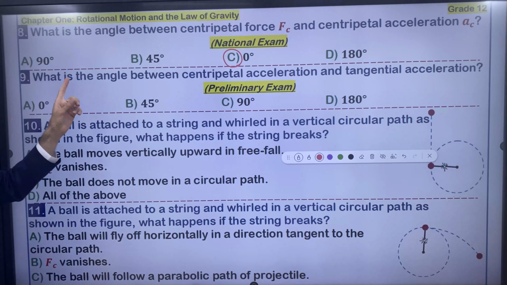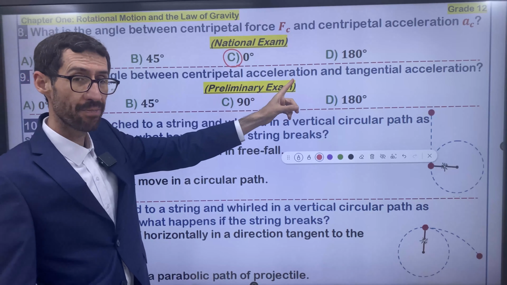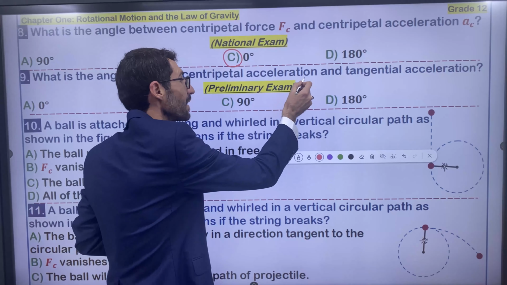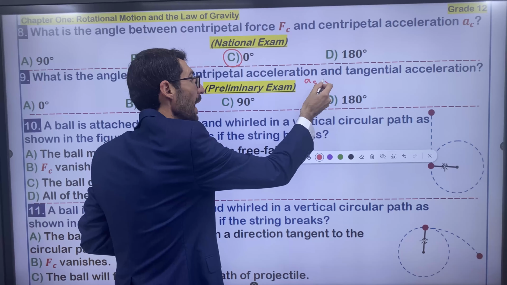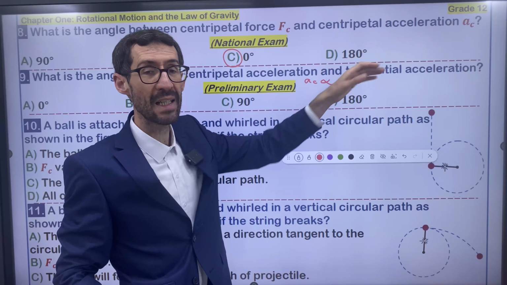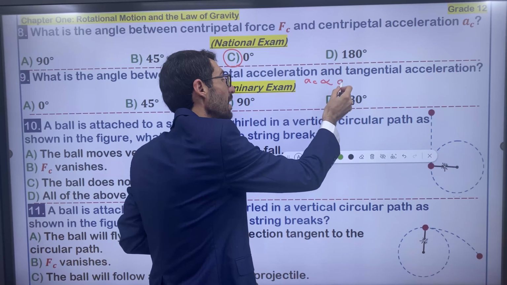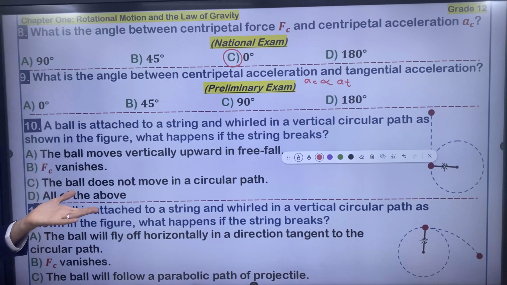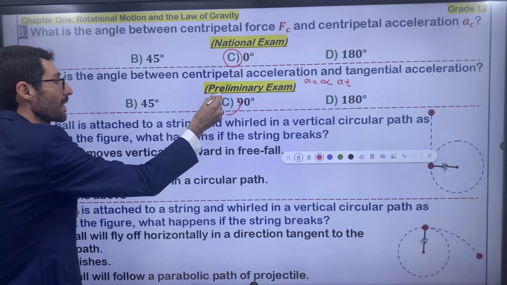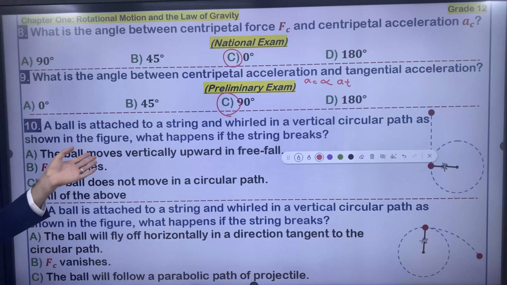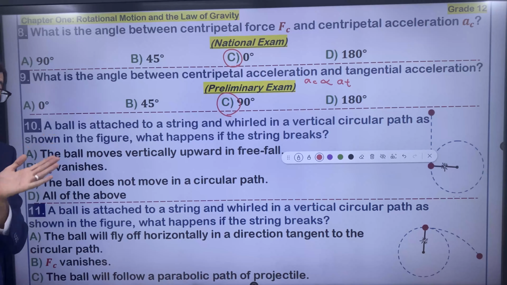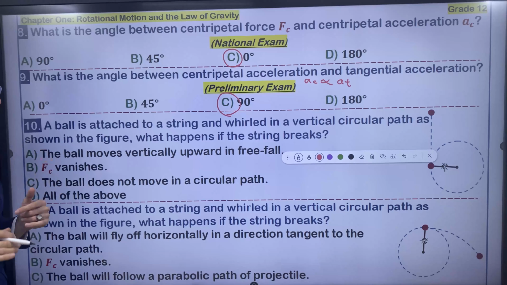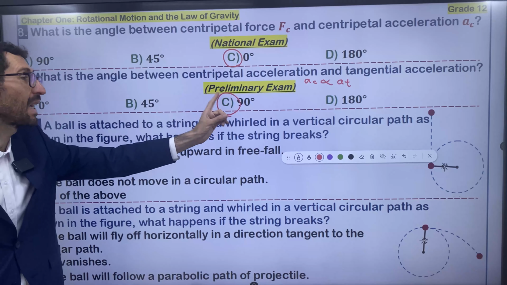What's the angle between centripetal acceleration, AC, and tangential acceleration, AT? They are not similar. So the angle is 90 degrees, because centripetal versus tangential means they cut one another. They make a right angle between each other. That's why the angle will be 90 degrees.